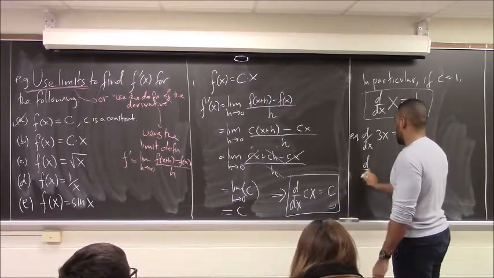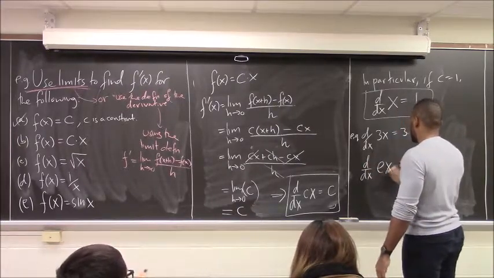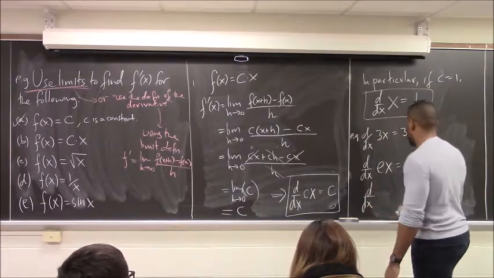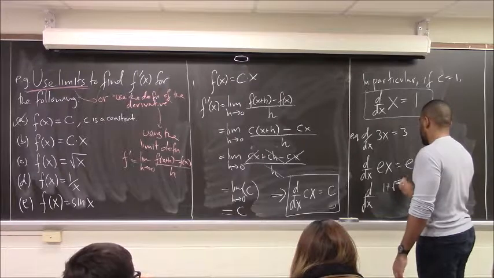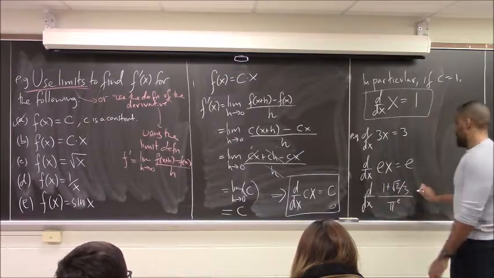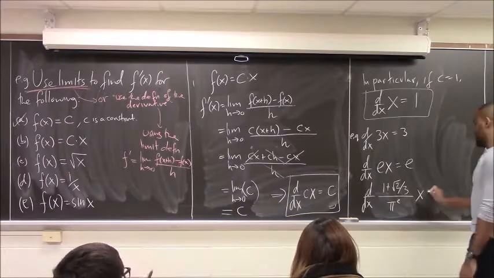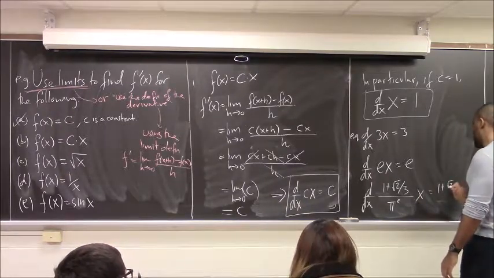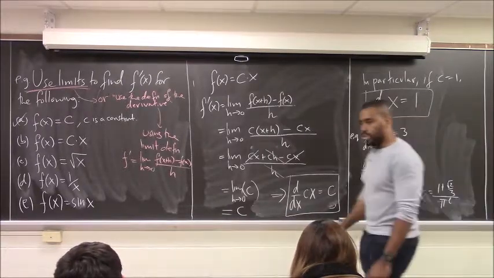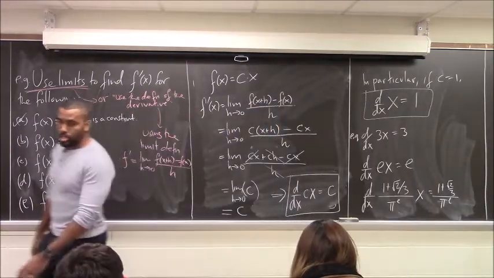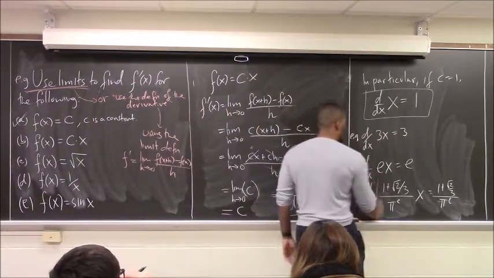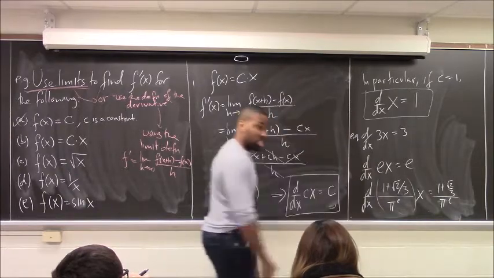The derivative of ex would be e. The derivative of 1 plus radical 2 over 3, divided by pi raised to the e power, times x is 1 plus radical 2 over 3, over pi raised to the e. Whatever the constant multiplying the x is, I don't care how ugly it looks. If it's a constant, the derivative is the constant. So the derivative of a constant times x is just the coefficient.